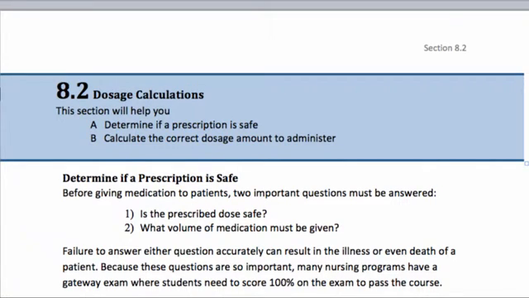8.2 Dosage Calculations. This video will help you determine if a prescription is safe and calculate the correct dosage amount to administer. Determine if a prescription is safe.